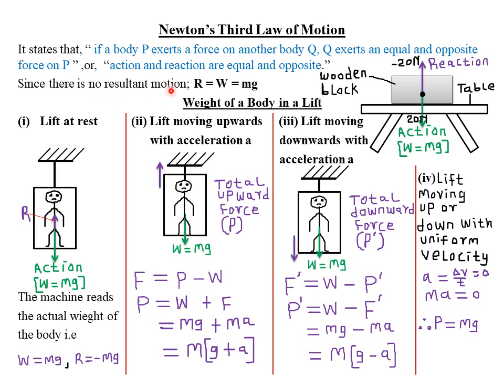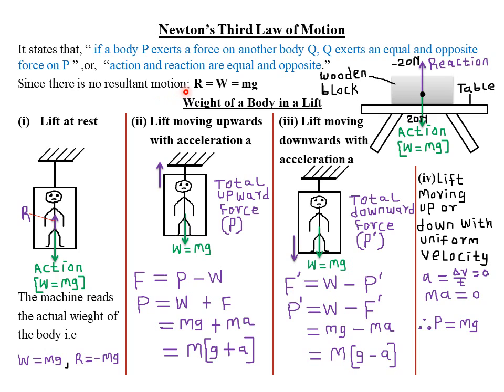Now, since there is no resultant motion, because the wooden block is at rest, it means that the forces acting on the wooden block are balanced, or they cancel each other. Therefore, the resultant force acting on the wooden block will be 0, and the resultant force is given by the action force, which is positive 20 Newton, plus the reaction force, which is negative 20 Newton. Positive 20 Newton plus negative 20 Newton, you obtain a resultant force of 0. Therefore, the action plus the reaction force will give you a net or resultant force of 0. Hence, the resultant motion of this body will be 0.